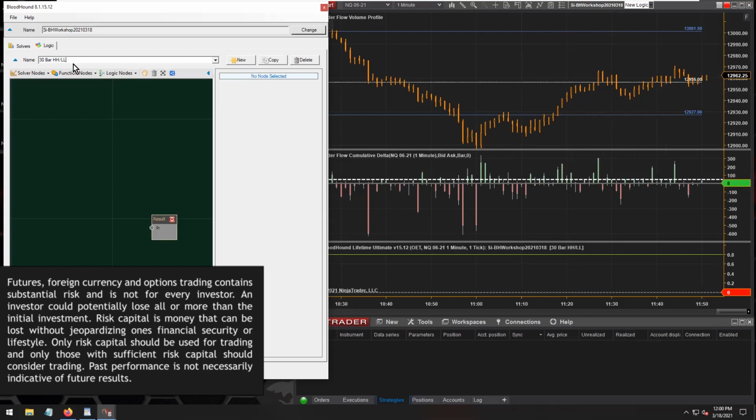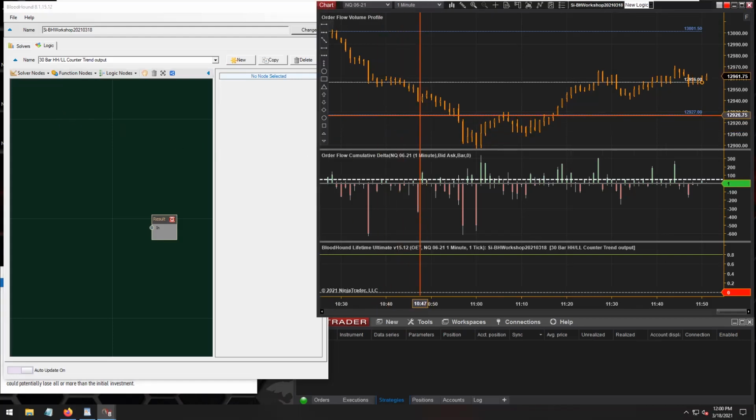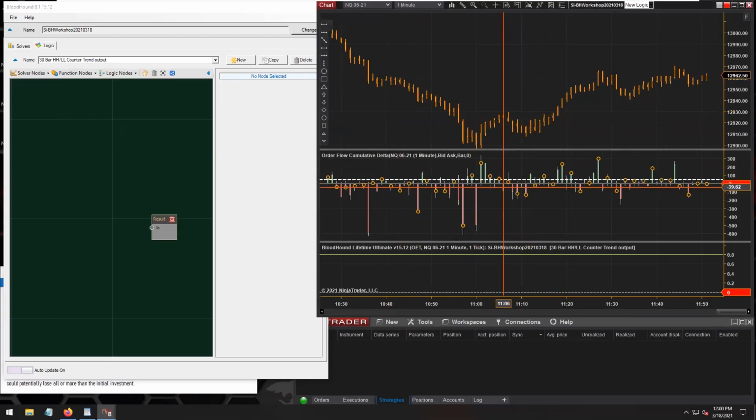Jerry says yes. Okay, so you're wanting to do a reversal analysis. So this sounds like it would be a counter trend signal that you're looking for. All right, so something like that, right? A 30 bar higher high, lower low, counter trend output. So let me get these indicators off my chart here.